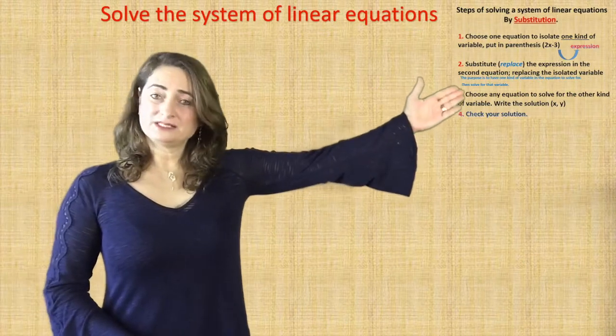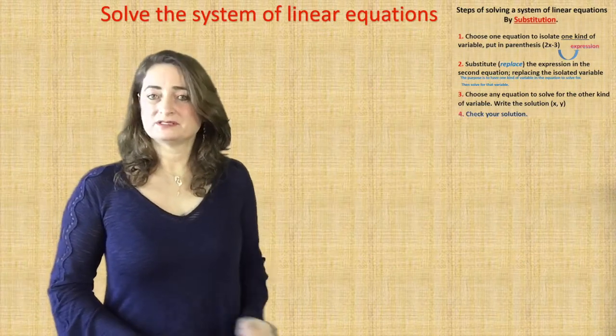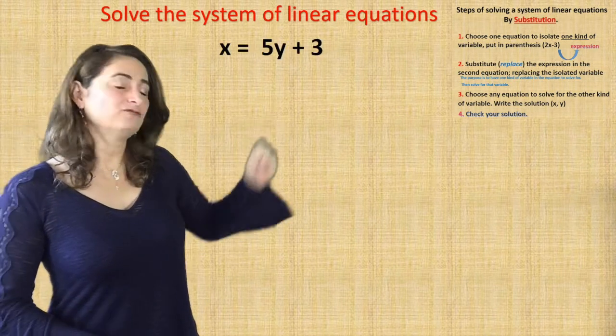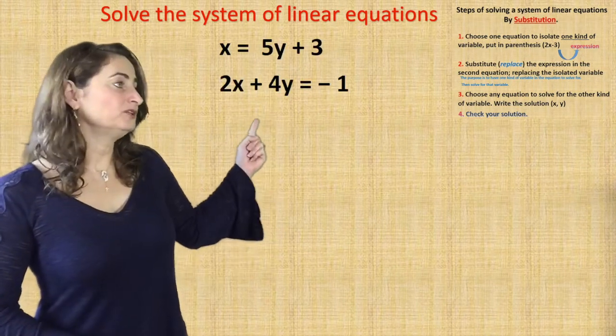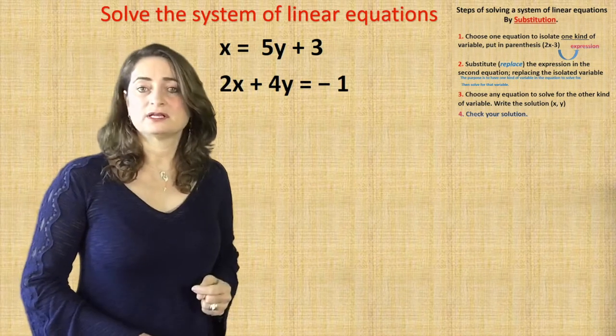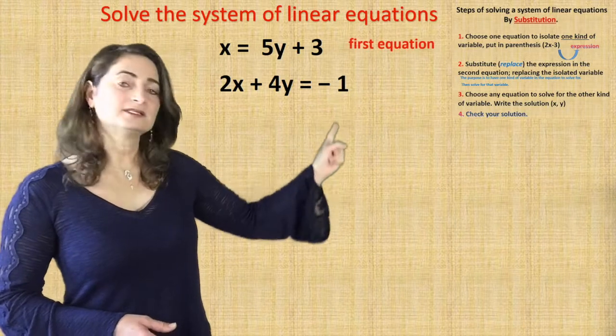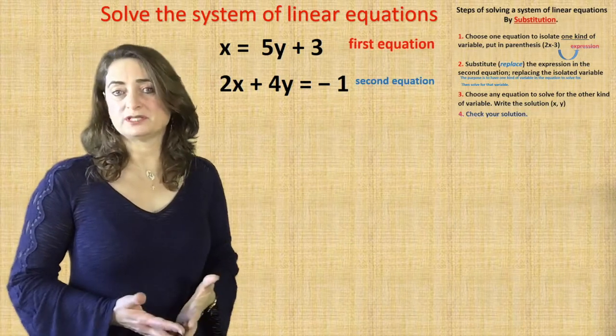Now let's practice solving a system of linear equations by substitution, and I will keep the steps for you to see. Here's the system: x equals 5y plus 3, and the second equation, 2x plus 4y equals -1. Let's name them first equation and second equation, so we know which one we're talking about.